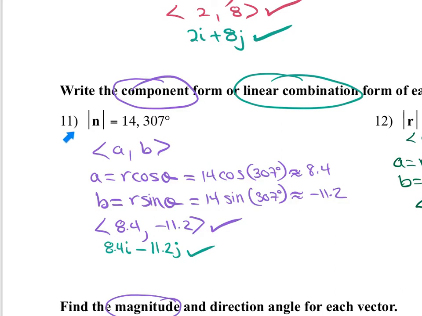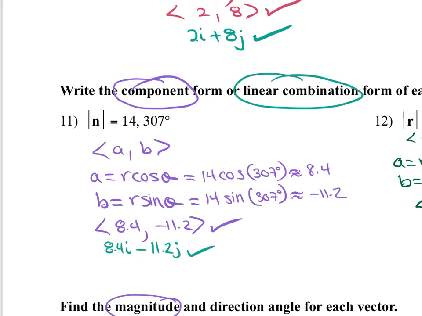Okay, number 11, we have a vector whose magnitude equals 14, and magnitude is indicated by the vector with the 2 bars on either side. So the magnitude is 14, and the direction is 307 degrees. We're asked to write this in component form or linear combination form. So let's do the component form here. That means we need to find A, B. A is r cosine theta, and B is r sine theta.